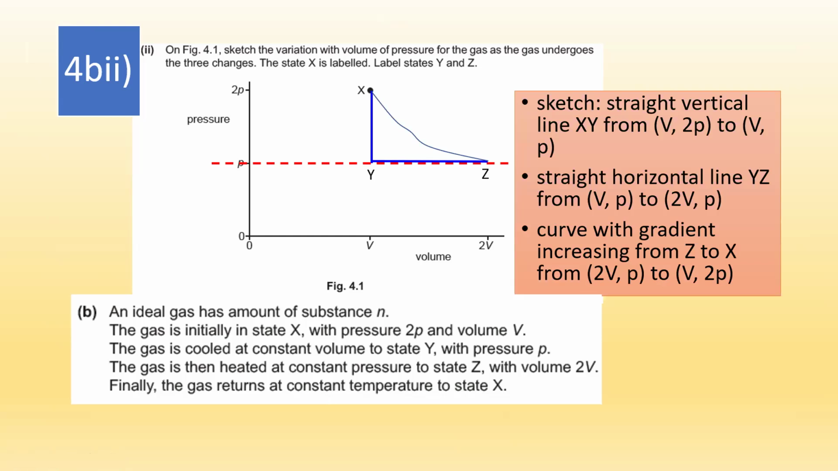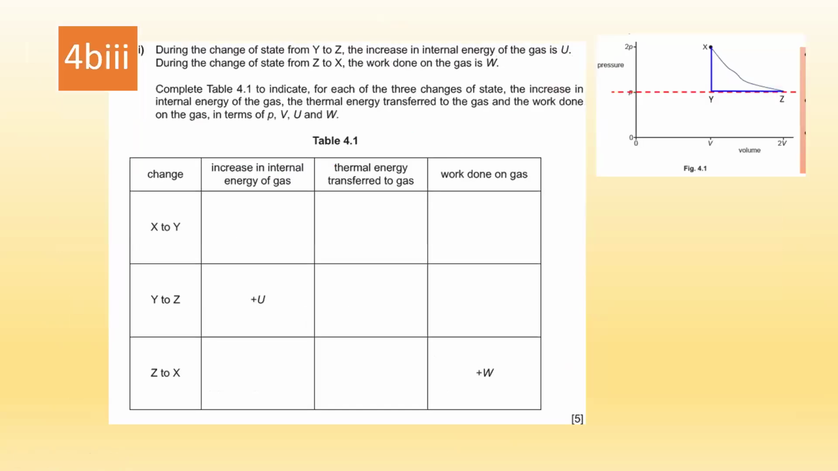Okay. Any comment? Anything not clear? Okay. During the change of state from Y to Z, the increase in internal energy is U. They're given U. Complete table 4.1 to indicate for each of the three changes in state, the increase in internal energy of the gas, the thermal energy transferred to the gas, and the work done on the gas in terms of P, V, U, and W.